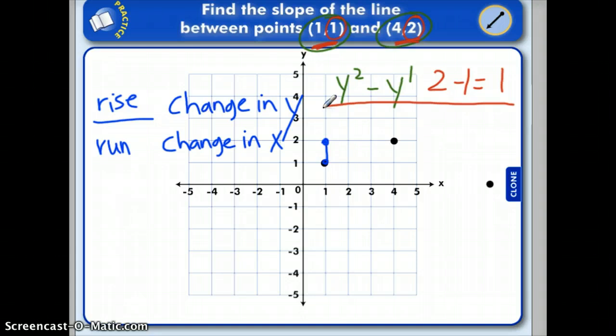Now the change in x looks like this. It's the second x, subtract this first x. So in this case we have our second x is 4 and our first x right here is 1. 4 minus 1 is 3. So again, there's our 1/3. So our slope for this would be 1/3. Again, feel free to pause and rewind if I'm going too fast.